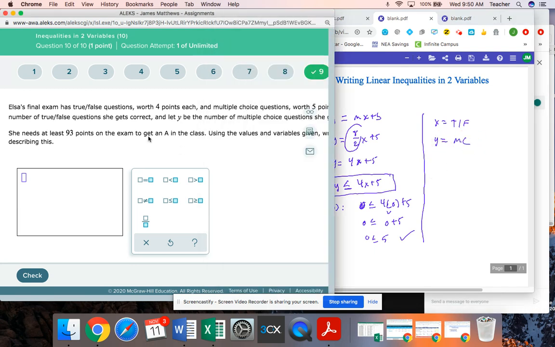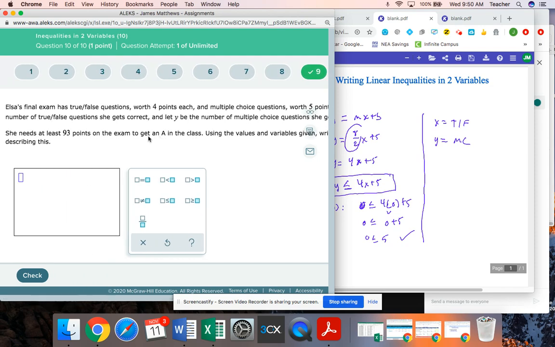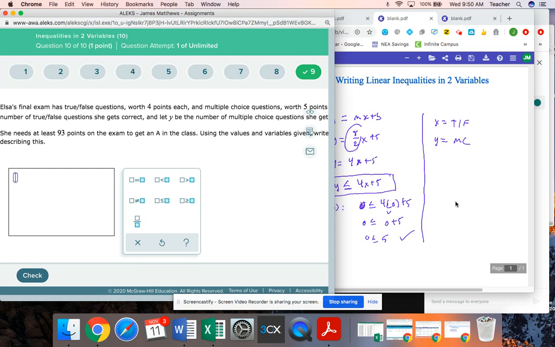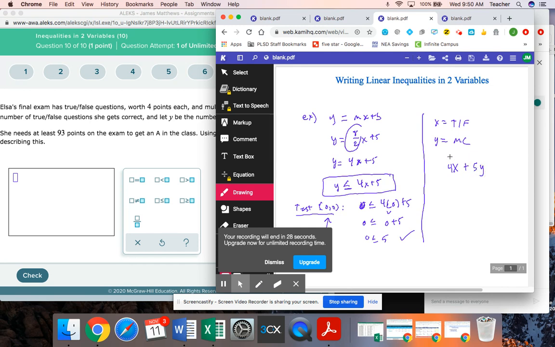Now, she gets 4 points for each true-false and 5 points for each multiple choice, but she needs at least a 93. So whatever the number of true-false, she's going to get 4 points for that, plus whatever the number of multiple choice, she's getting 5 points for that. She needs this total to be greater than or equal to 93, because it says she needs at least 93 points. So she needs to have this as an inequality. That is an inequality. It happens to be in standard form, but that's okay.